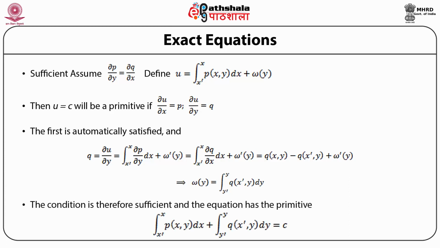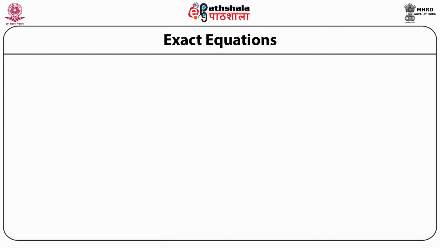The condition is therefore sufficient for the equation to be exact and it has the primitive integral of p(x,y) dx within the definite limits x' to x plus integral of q(x', y) dy within the definite limits y' to y is equal to c. Now we move ahead with some examples.